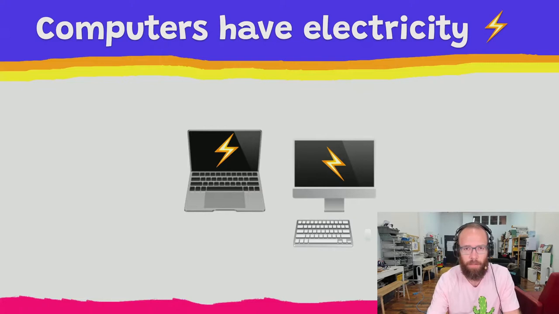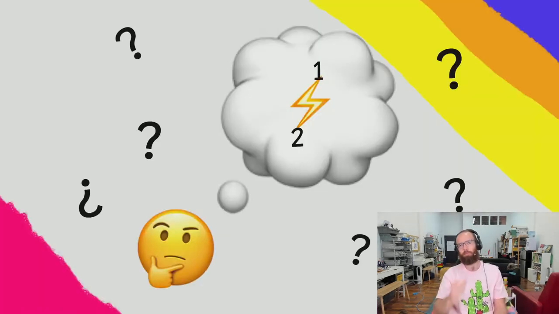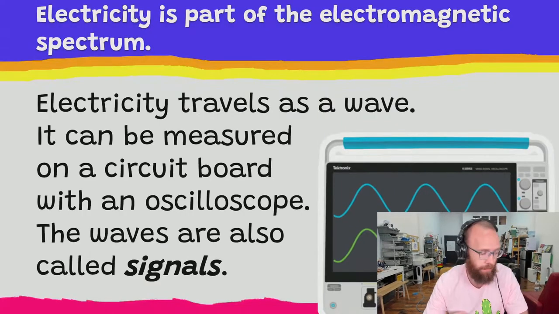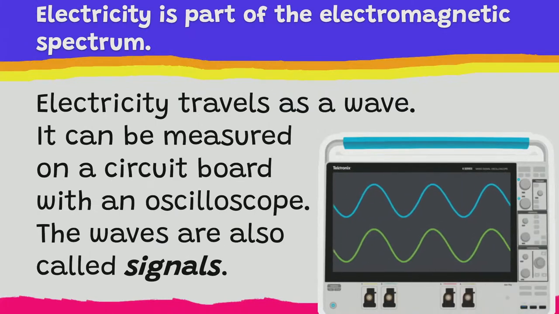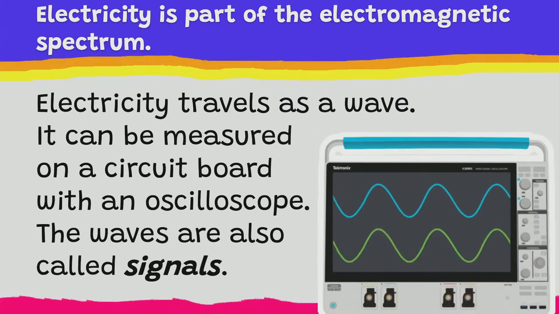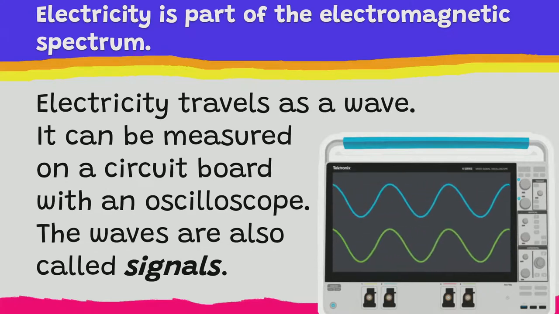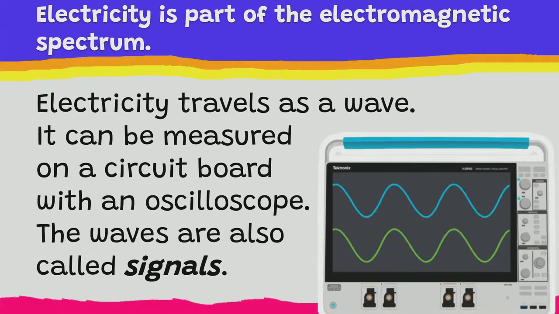So that leads to the question, how did you turn electricity into zeros and ones? How do you get two digits out of electricity? This is a good thing for students to ponder. Well, the answer is electricity is part of the electromagnetic spectrum, and electricity travels as a wave. It can be measured on a circuit board with an oscilloscope, and those waves are called signals.